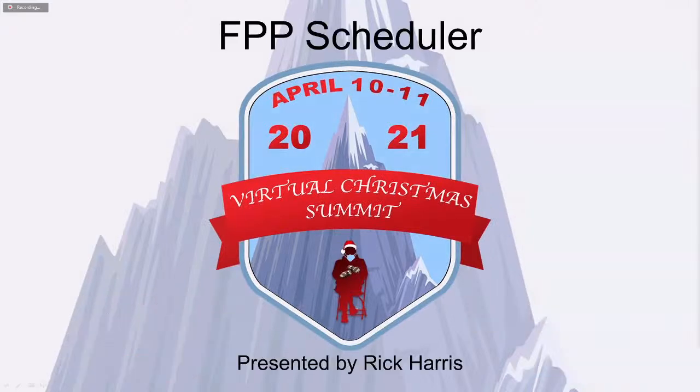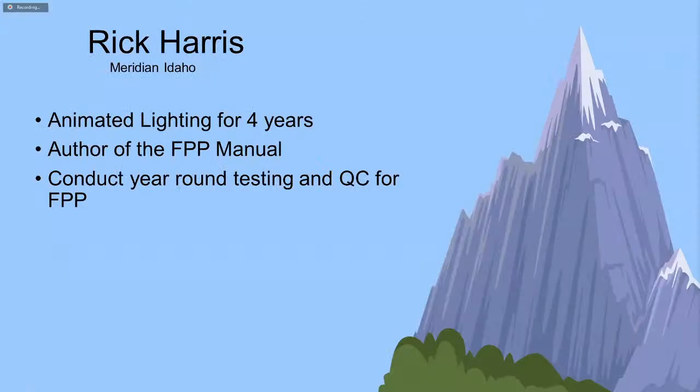All righty. The last class was a tough one to get by in the time. This one, we're going to have a little more time, so it's not as complex. So we're going to go over the FPP Scheduler. My name's Rick Harris. I live in Meridian, Idaho. I've been doing animated lighting for 4 years. I'm the author of the FPP manual in conjunction with Mark Amber, and I conduct year-round testing and quality control for FPP.